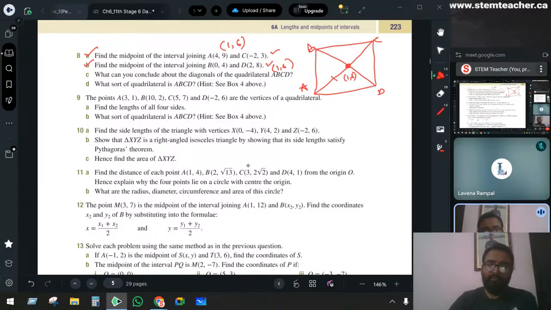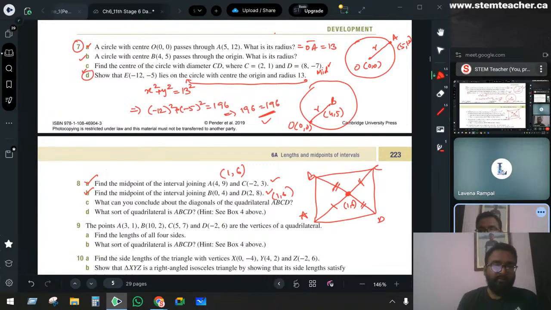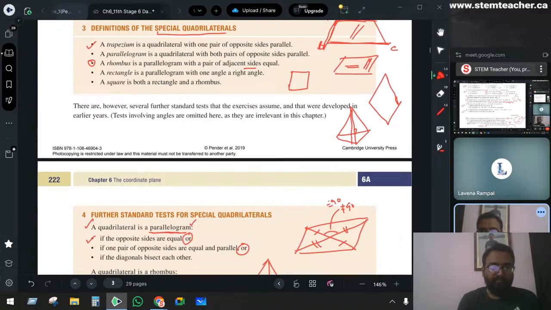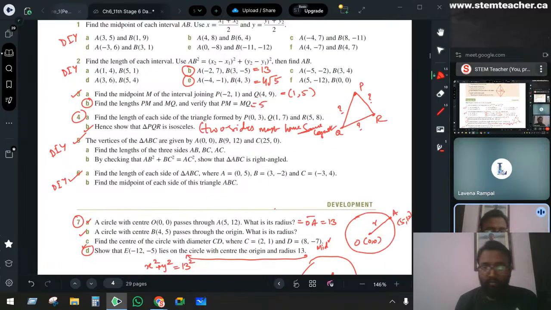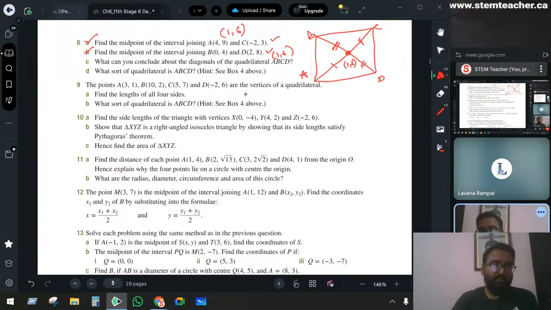So this distance equals this distance equals this distance. Both are same points. I think all distances are same. So what can you conclude about the diagonals of the quadrilateral? They bisect each other. So if the diagonals bisect each other, it will be a rhombus. Therefore, this condition is for the rhombus.